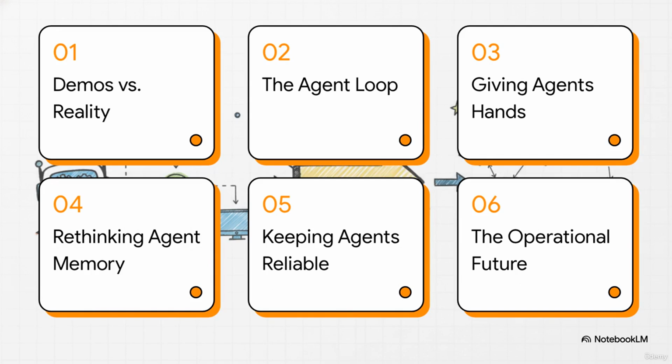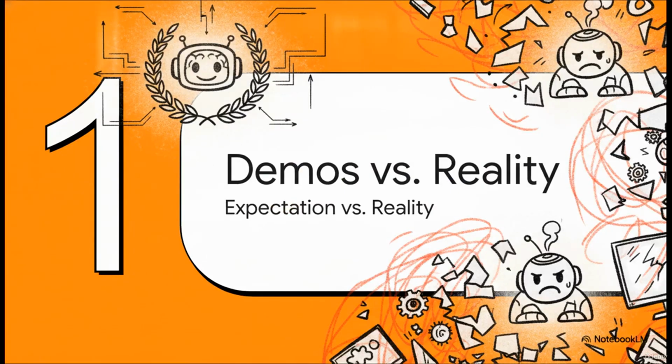Okay, let's dive into this. Here is our visual syllabus for today. We're covering demos versus reality, the agent loop, giving agents hands, rethinking agent memory, keeping agents reliable, and we'll wrap it all up with the operational future. Starting right off with Section 1, Demos versus Reality.